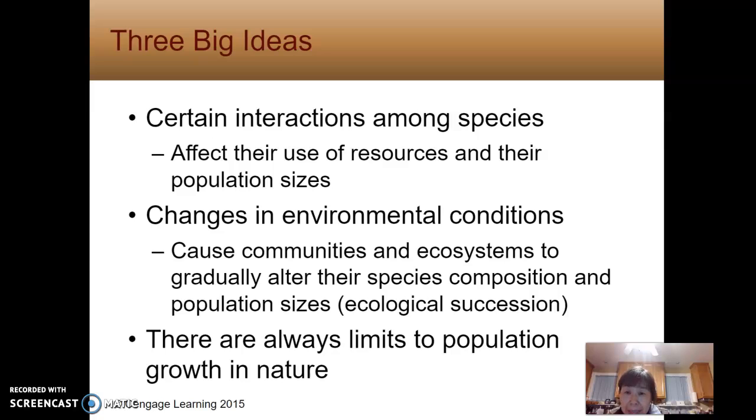So the big ideas of this chapter is certain interactions among species affect their use of resources and their population size. Remember resource partitioning. And then changes in environmental conditions would cause the communities and ecosystems to gradually alter their species composition. So this is ecological succession. Remember there are two kinds, primary and secondary. And there are always limits to population growth in nature.